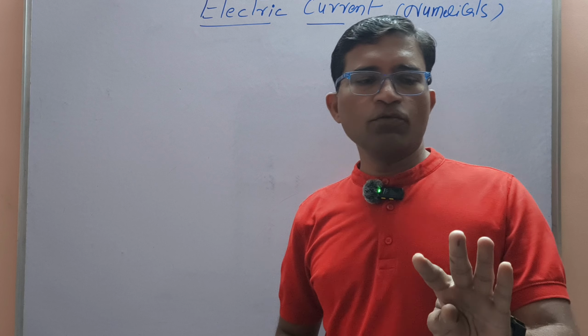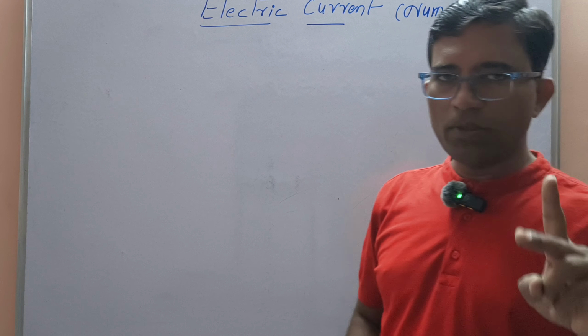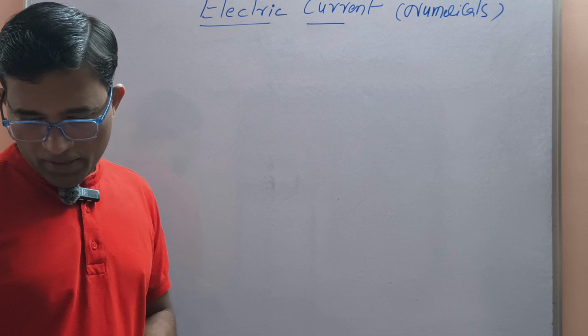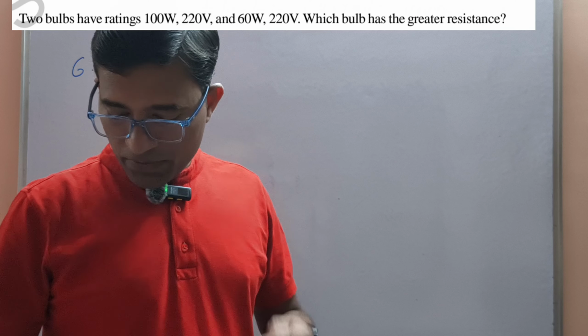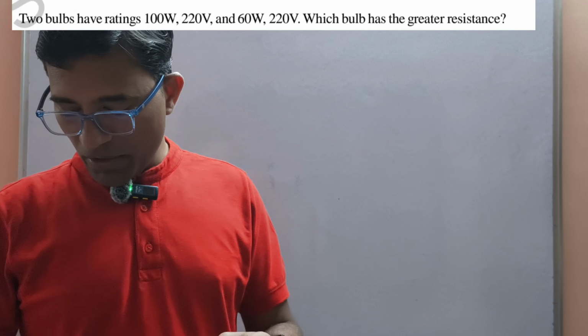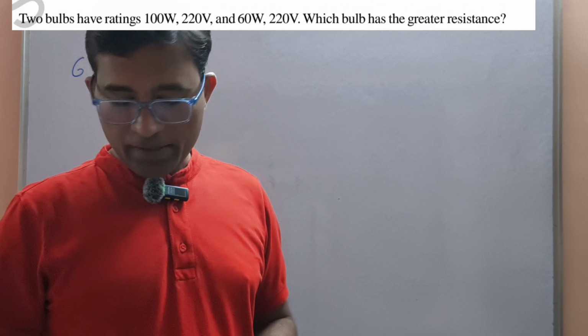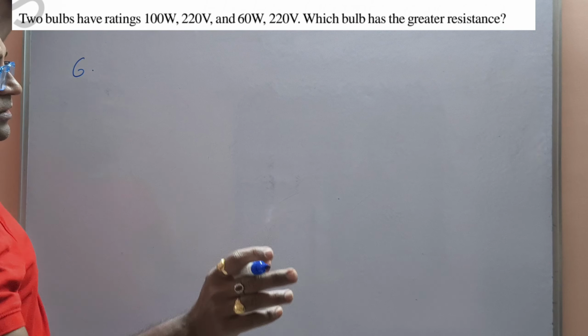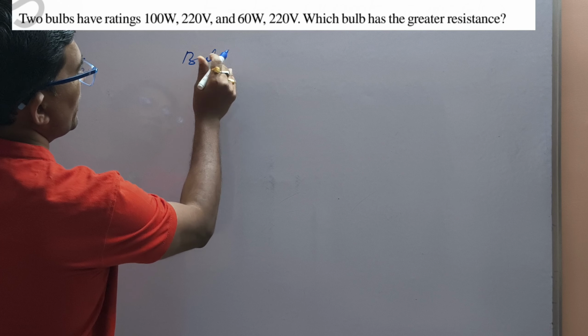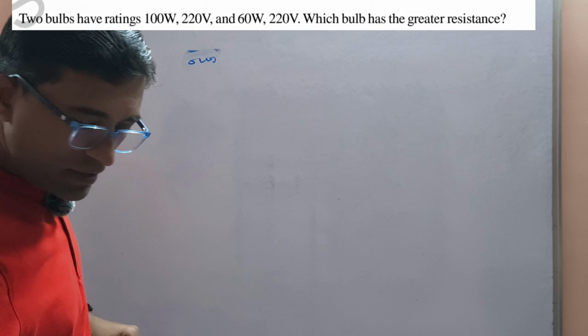You may think it is only four problems, but in one problem I told both series and parallel at a time. So next problem is, two bulbs having ratings 100 watt 220 volt and 60 watt 220 volt. Which bulb has greater resistance? Now the question will be displayed on the screen. Please see the question. He has given two bulbs.